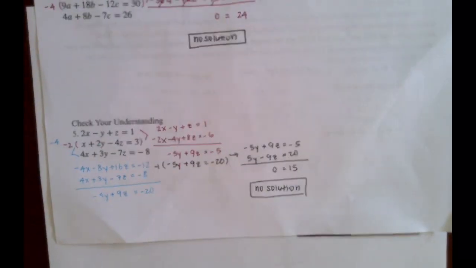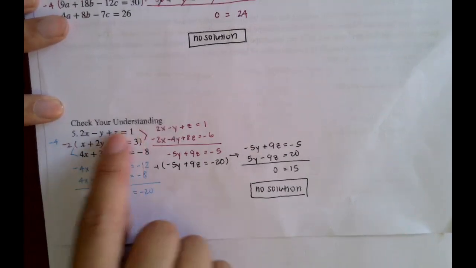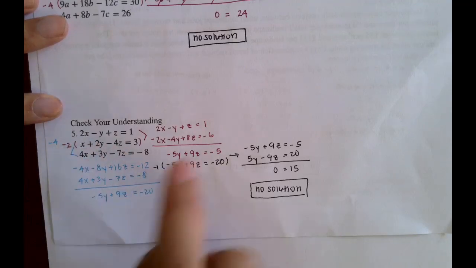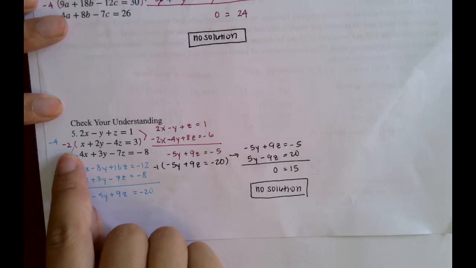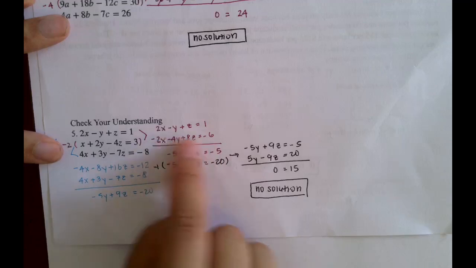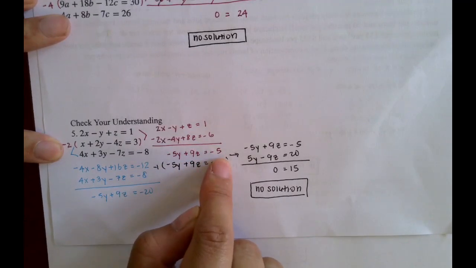So here, what I did is I first started by combining the first two. In which order you do it, you might have a different process, but in the end, you should still get the same answer. So here, the first two, I just decided to get rid of the x, so I wanted 2x and negative 2x. The first one could stay the same since it already has the 2. The bottom one, I multiplied it by negative 2. And that resulted in negative 5y plus 9z equals negative 5.